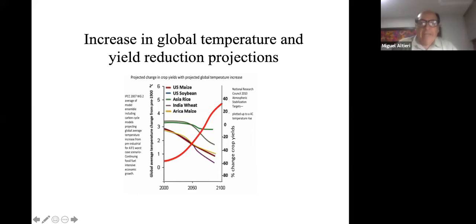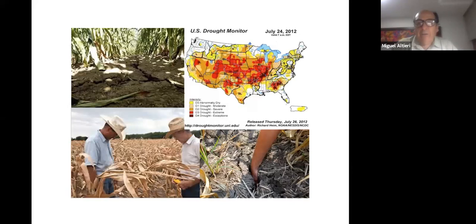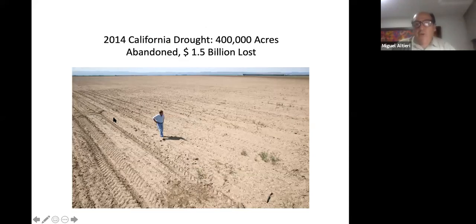For example, in 2012, we had the worst drought in the Midwest of the United States. And about 30% of soybean and corn, mostly transgenic actually, lost productivity by about 30%. In California, we have had concurrent droughts. Now we're entering into a new one. But in 2014, the drought meant farmers had to abandon farming 400,000 acres because of lack of water. And that led to a huge loss of about $1.5 billion.